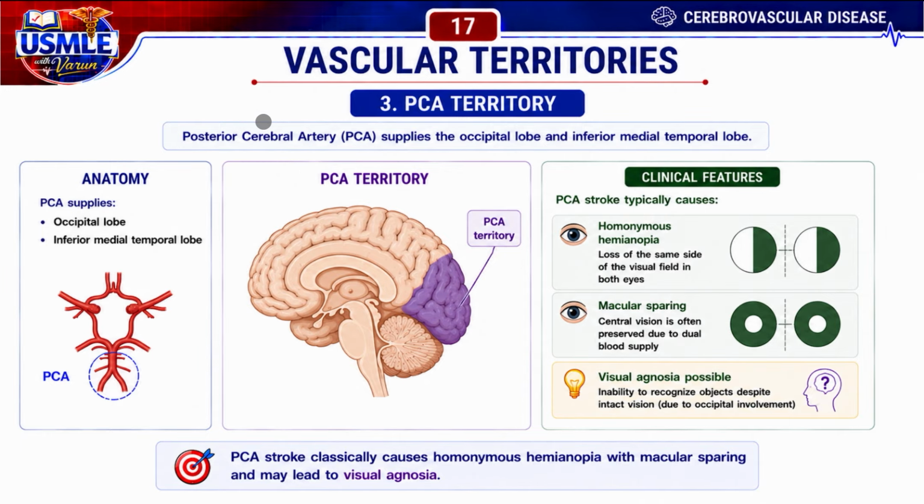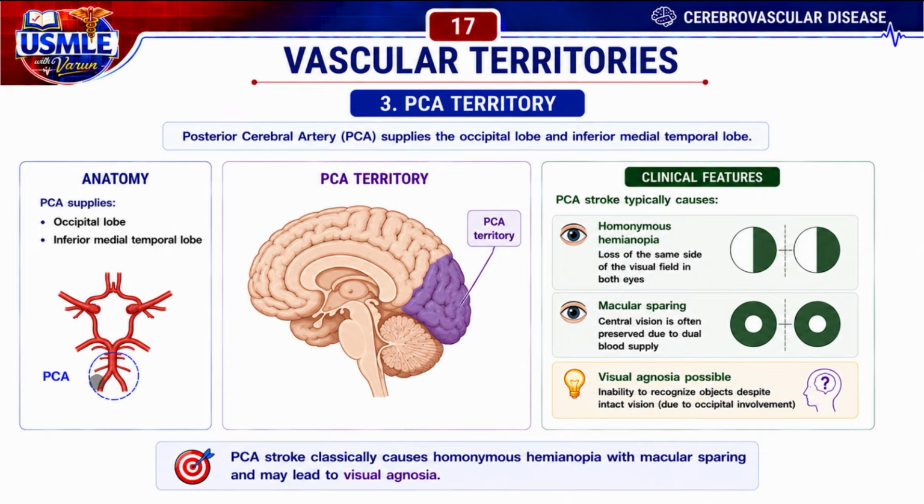Coming to PCA territory, so the posterior cerebral artery supplies the visual cortex. The key feature in this involvement is homonymous hemianopia. Macular sparing also occurs because the macula has dual blood supply. So macular sparing is a possibility in this homonymous hemianopia cases. Patients may also develop visual agnosia. So posterior cerebral artery supplies the occipital lobe and the inferior medial temporal lobe.